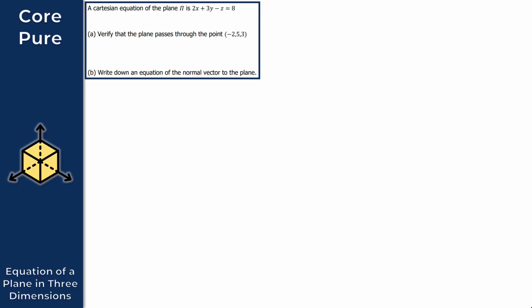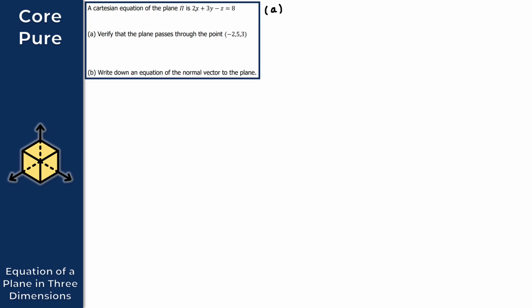So what do we have here for question 1? Well, what we've been given is a Cartesian equation of the plane pi, which is given as 2x plus 3y minus z is equal to 8. Now for part A, it just asks us to verify that the plane passes through this given point of -2, 5, and 3. Now, if the plane passes through this given point, then if we substitute this point into the left-hand side of this equation for the plane pi, then what we should obtain is the right-hand side of 8. So let's just do that for part A.